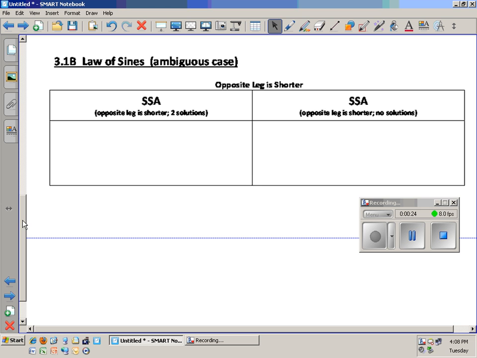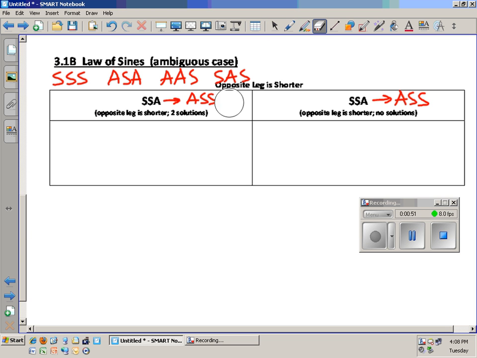Now, if you remember from geometry, when you used congruence theorems to prove that triangles were congruent, you either had side, side, side, angle, side, angle, angle, angle, side, or side, angle, side. But the one that did not work was this one. If you spell it backwards, it looks like this. And we all know that spells a bad word. So that means that it can't be used to prove that triangles are congruent. And therefore, we sometimes come up with two solutions or no solution in that process.